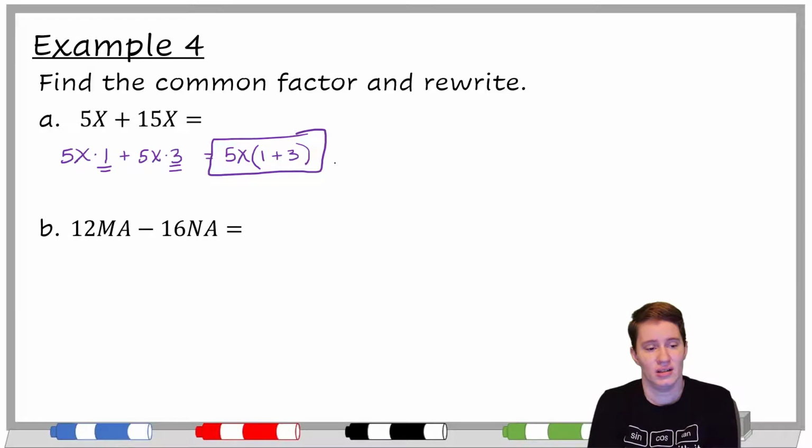So let's look at B. Well, there's a lot of stuff here. We've got 12MA minus 16NA.